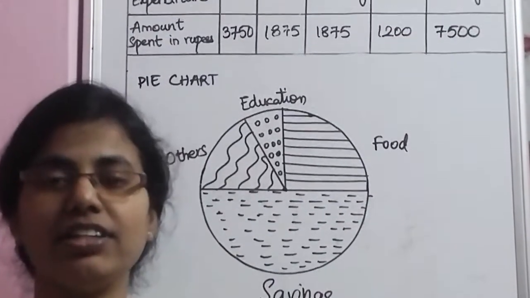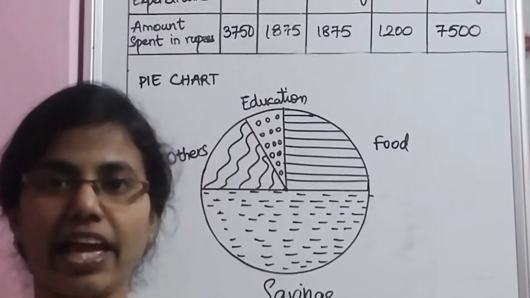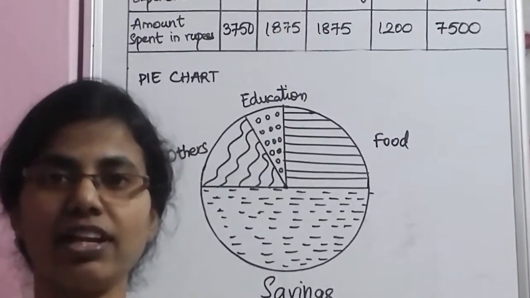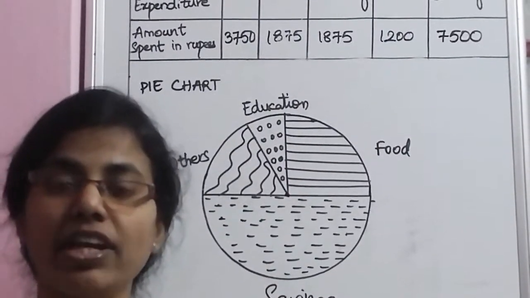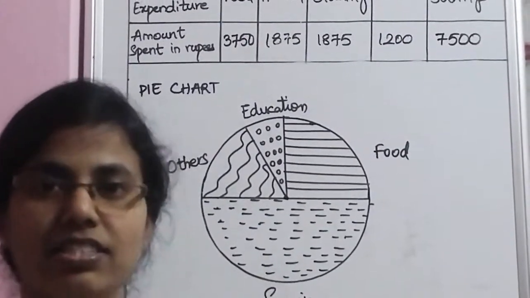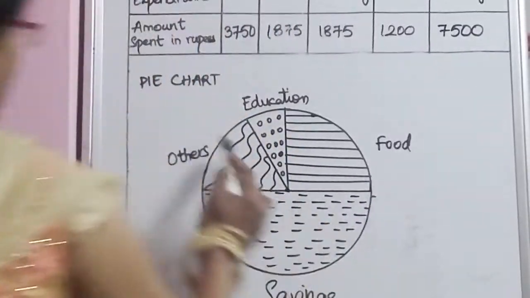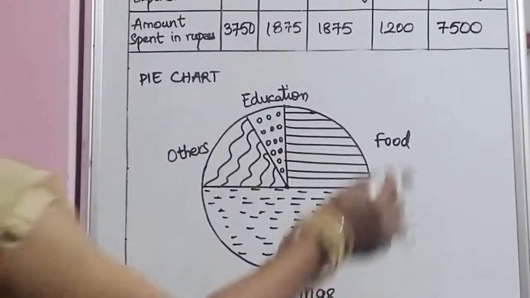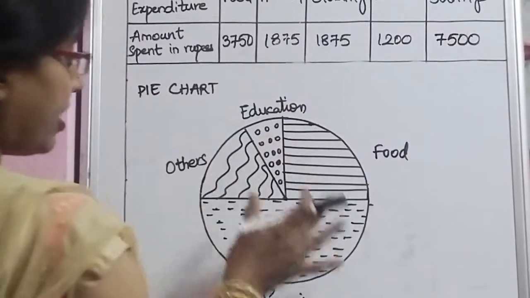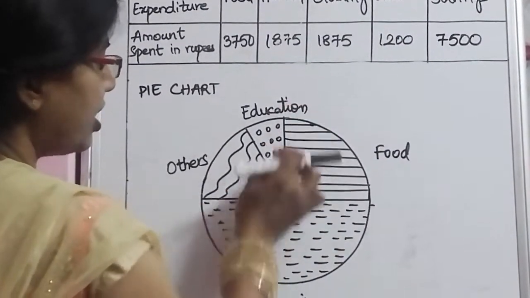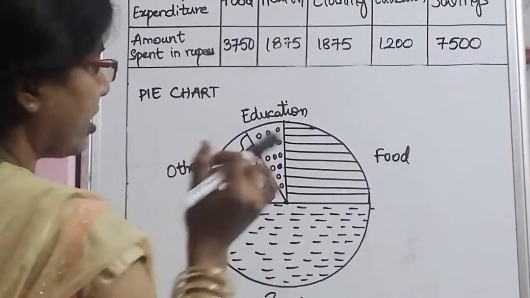Pie chart is a circular chart or graph which is divided into sectors. Let us look at an example to understand this. Pie chart, there is a diagram. It is a circular chart. So circle is there and that is divided into sectors. Each part is called a sector.